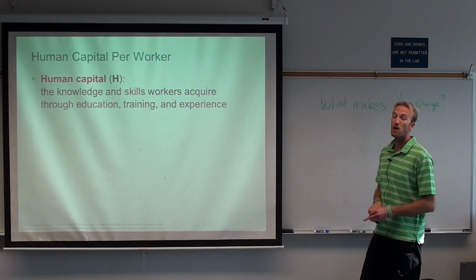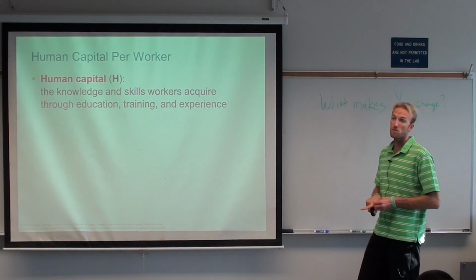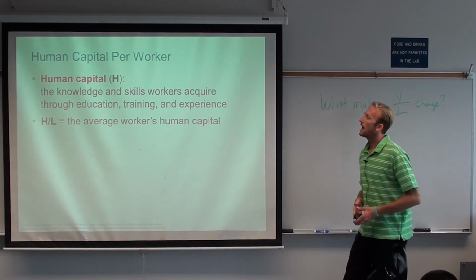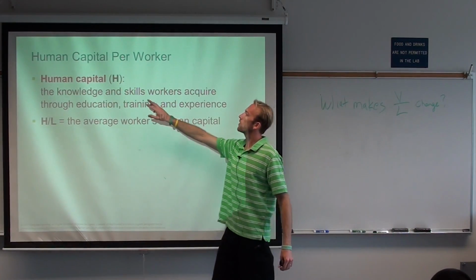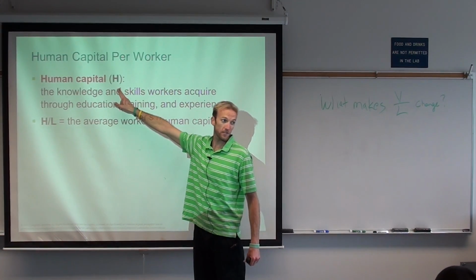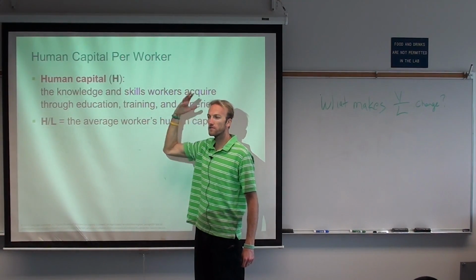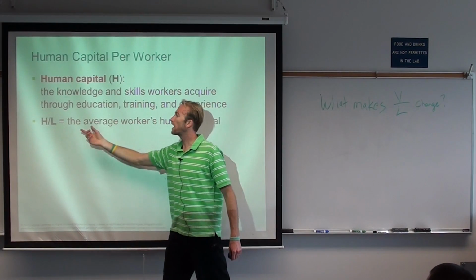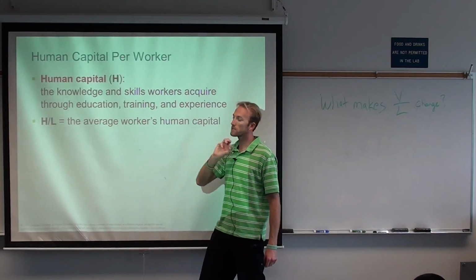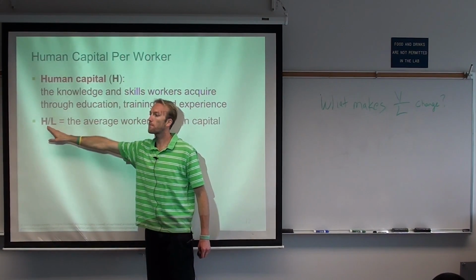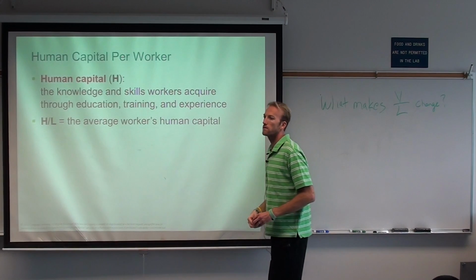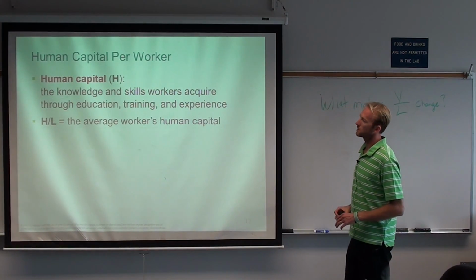It can be through on-the-job training. It can be through life experiences. We call this human capital, okay? And H is the total level of human capital in the economy. This is very hard to measure, actually, and it's kind of more of just an abstract idea. And H over L is the average worker's human capital, right? So this is the human capital per laborer, or H over L, okay?